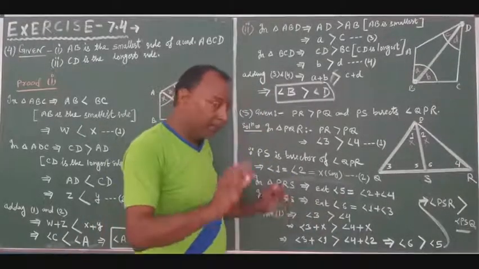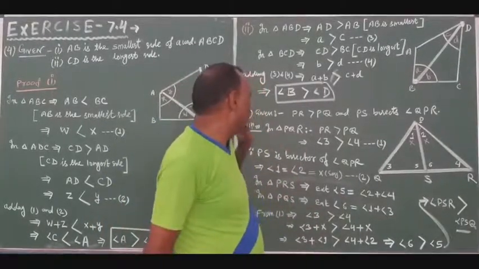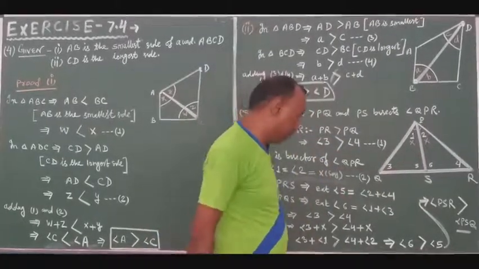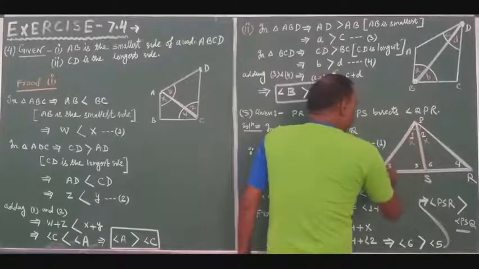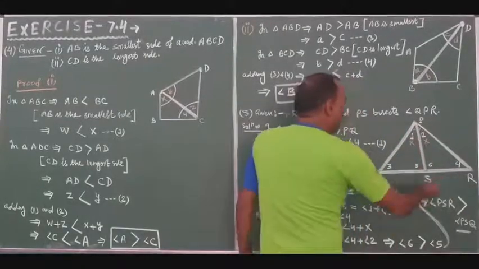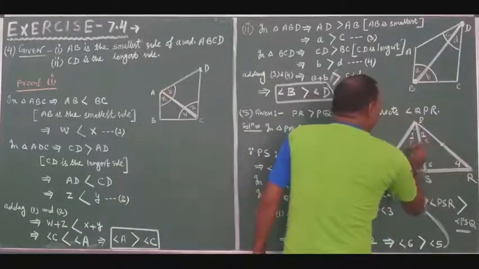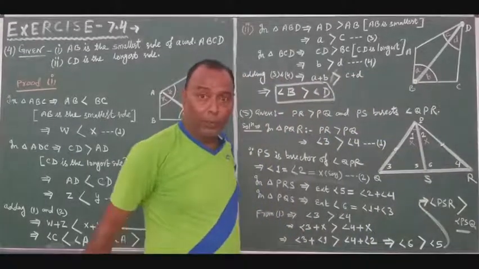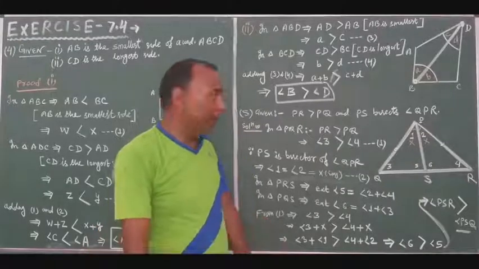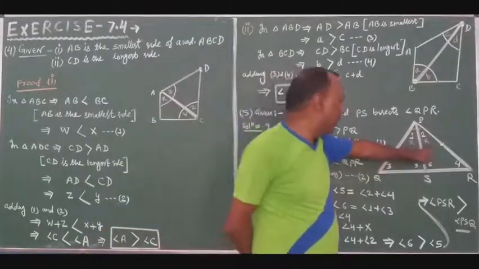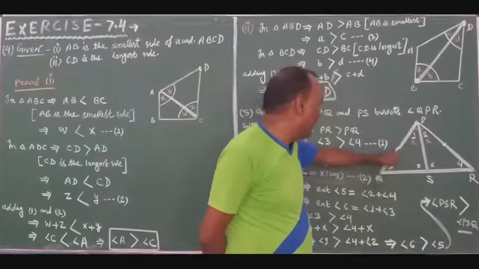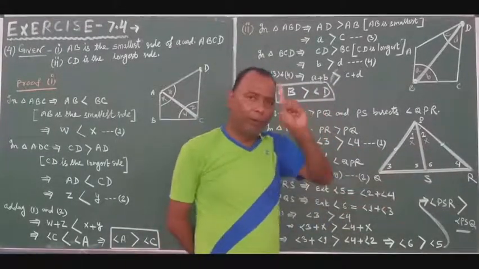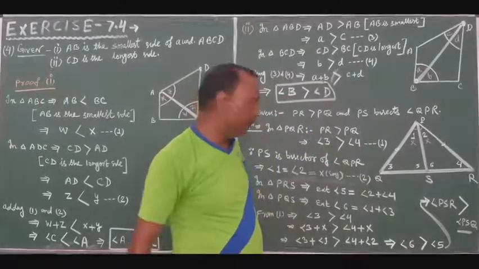Now, first thing, what are you given? You are given PR is greater than PQ in triangle PQR. It means the angles opposite to these sides will be in the same manner. What is the angle opposite to PR? 3. And this 4. It means angle 3 is greater than angle 4. This is equation number 1.